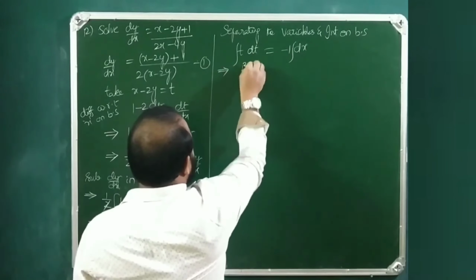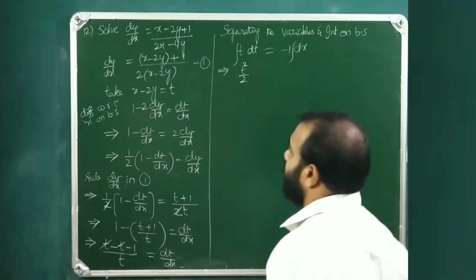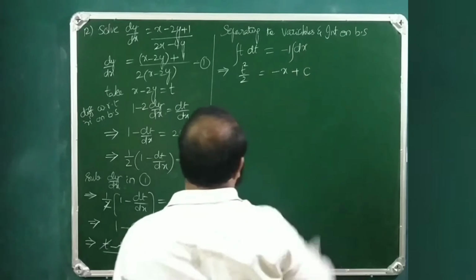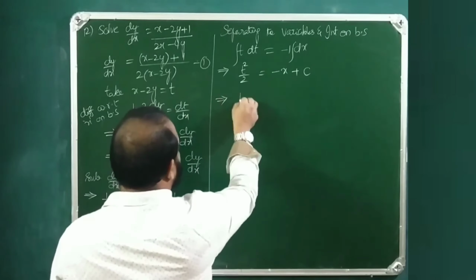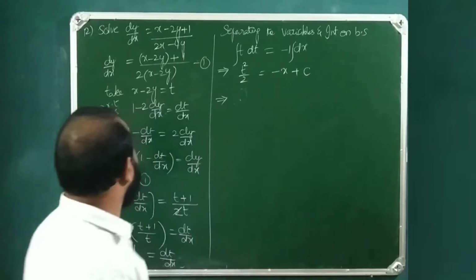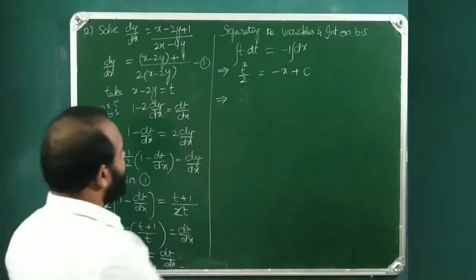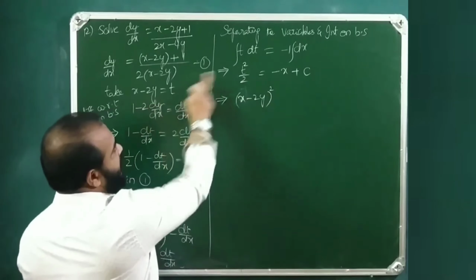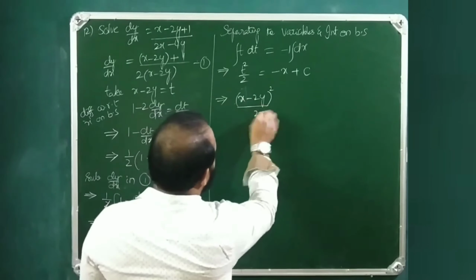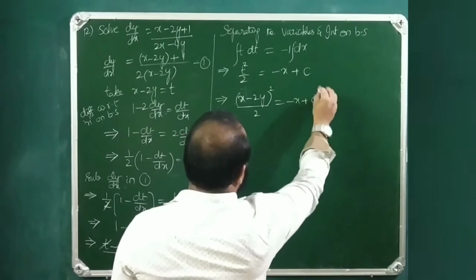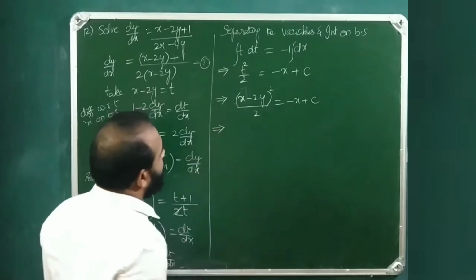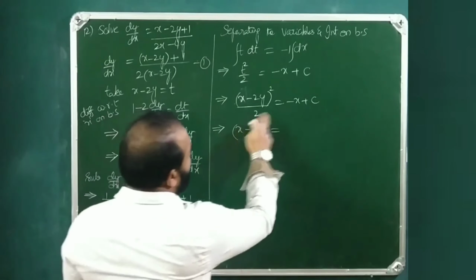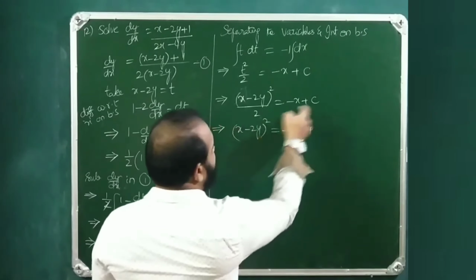So the integral of t dt is t square by 2 equals the integral of minus 1 dx, which is minus x plus the constant of integration c. What is t? T is x minus 2y. So x minus 2y whole square by 2 equals minus x plus c. So x minus 2y whole square equals minus 2x plus 2c.